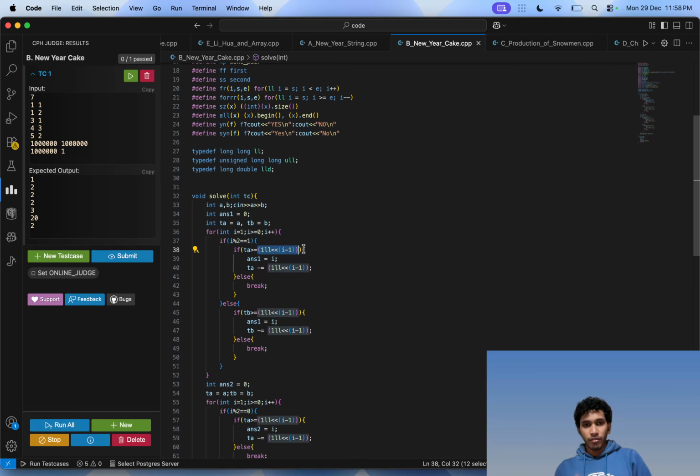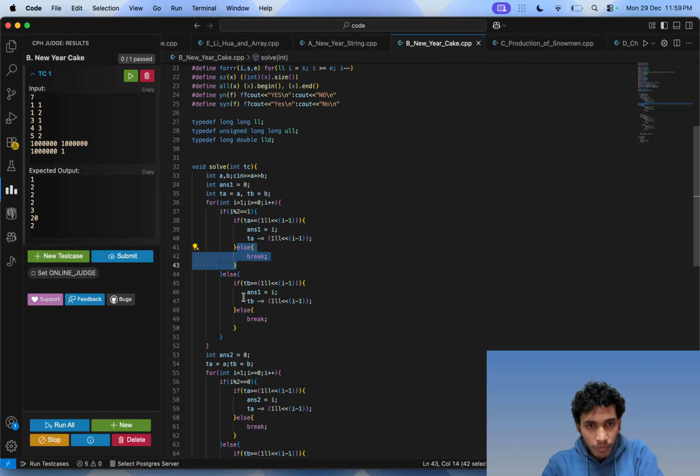In the second we had 2, which is 2 to the power 1. All right, so the number of layers minus 1 is the power of 2. That is the amount of chocolates we currently require. All right, and if we can satisfy this condition, we can have this many layers and subtract that amount of chocolate from A. Else, if we cannot satisfy it, just break, and that is the number of layers we can have. So that is it.